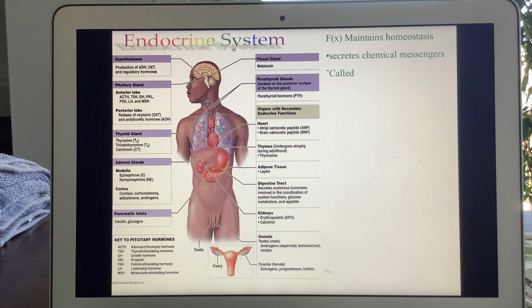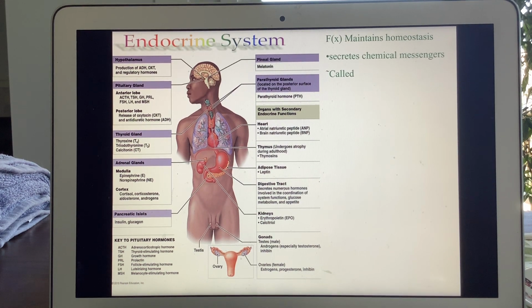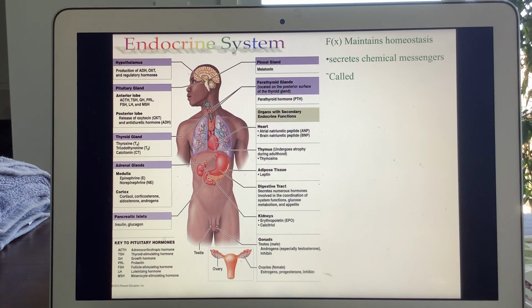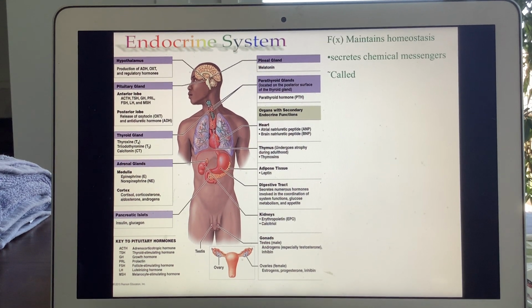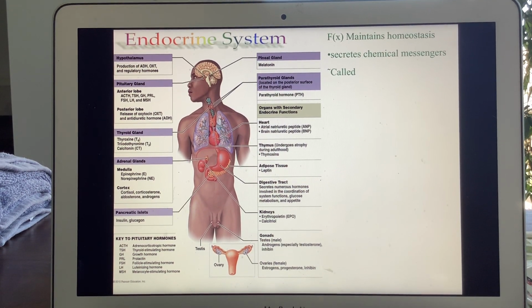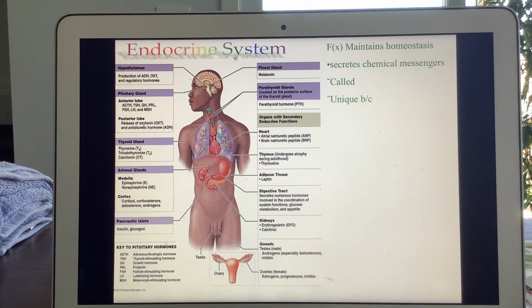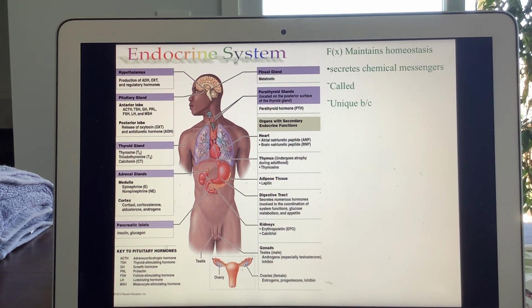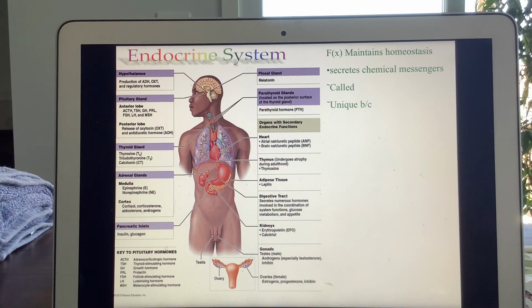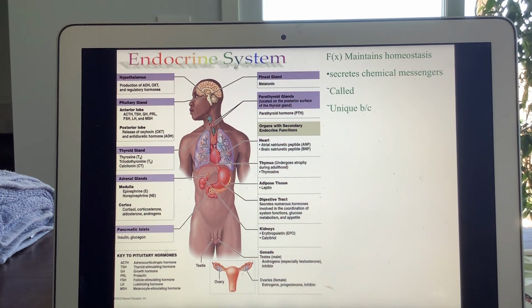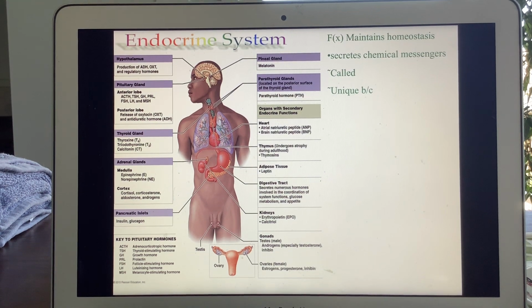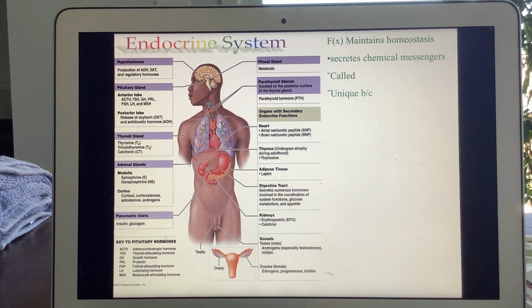Those chemical messengers are going to be called hormones. Hormones are spelled H-O-R-M-O-N-E-S. When we talk about the endocrine system, it's unique. Any system we talk about, it's good to list why they are unique because that tells you why they're different from other systems. The endocrine system is unique because it is ductless.